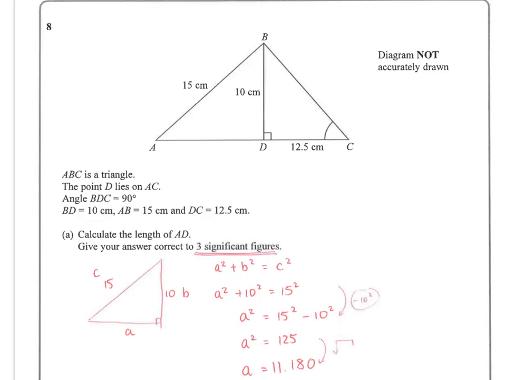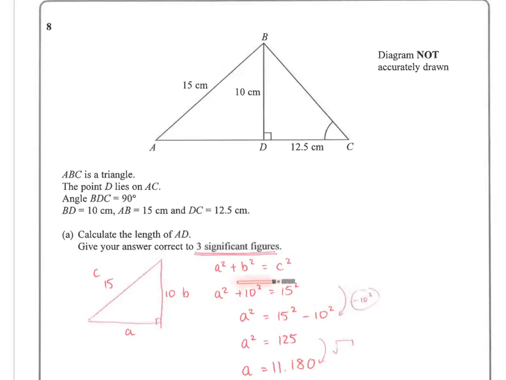Now in order to calculate the length AD, if I look at this triangle here, triangle 15, 10, AD, I'll redraw that. I've got a right angled triangle, longest length C, other two lengths A and B. Pythagoras' theorem tells me that A squared plus B squared equals C squared. So A value squared plus this length here, 10 squared equals 15 squared, the longest length.